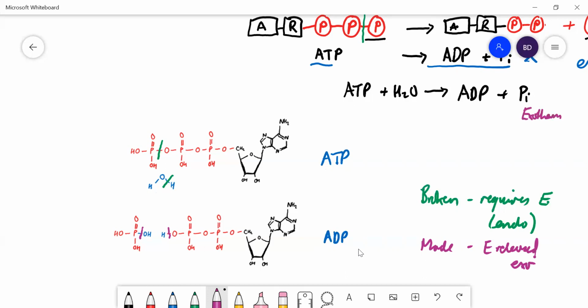It is about minus 30 kilojoules per mole. Okay, the minus sign means it's exothermic. That's the convention in chemistry. If you have a minus sign, that means it's an exothermic change. Okay, so let's see what ATP is for then.